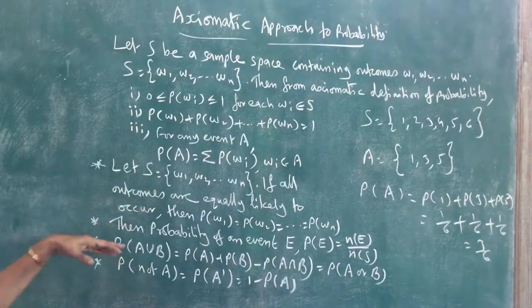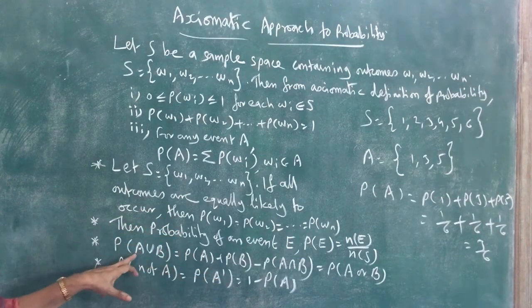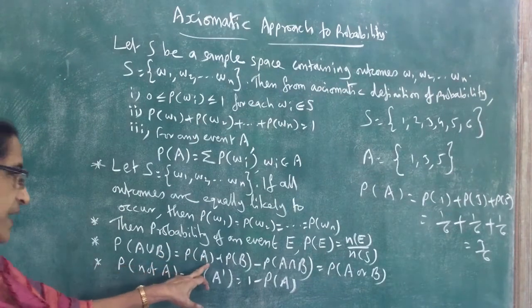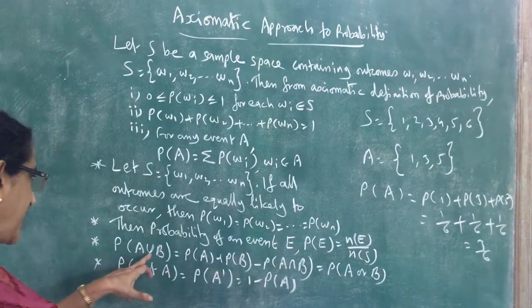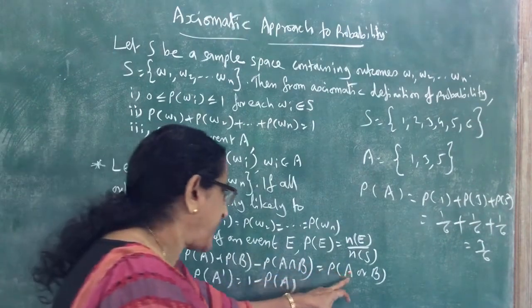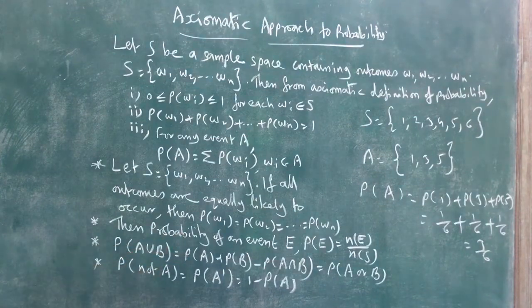Now we will prove this probability of A union B. This is a very important formula. Probability of A union B equals probability of A plus probability of B minus probability of A intersection B. So probability of A union B is the same as probability of A or B. So we will prove that property.